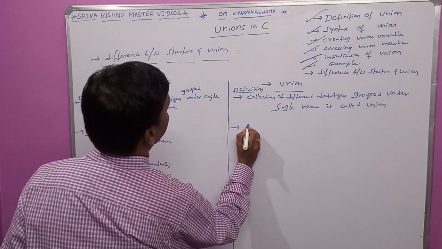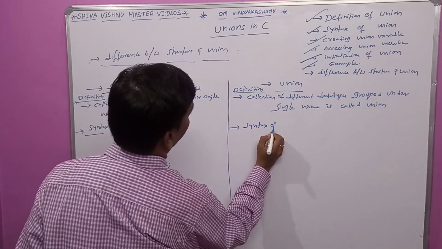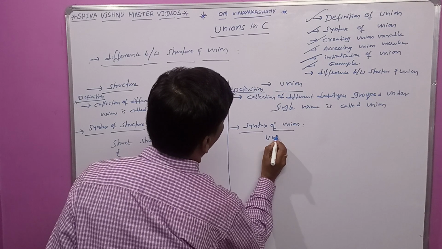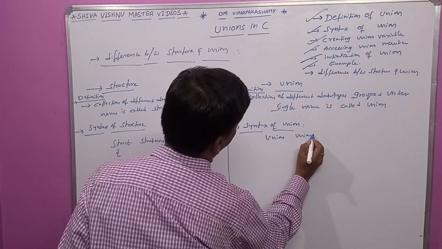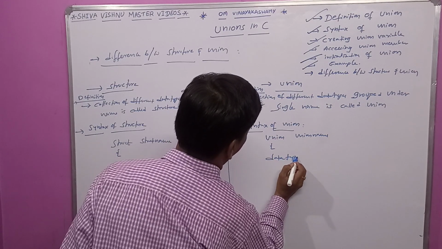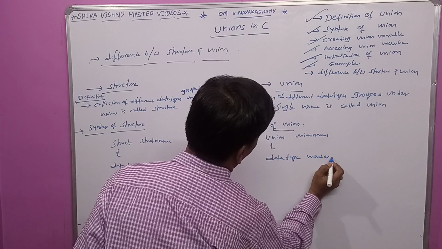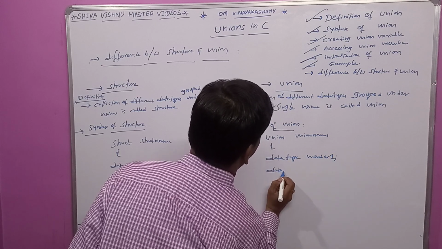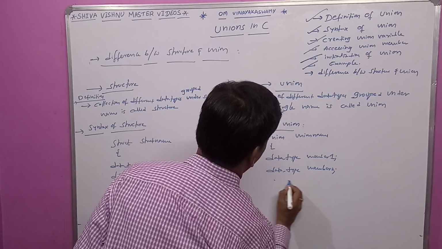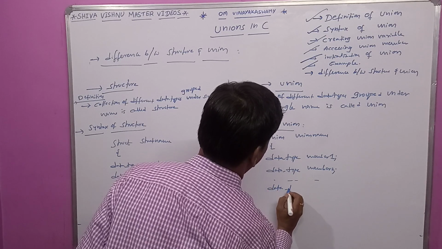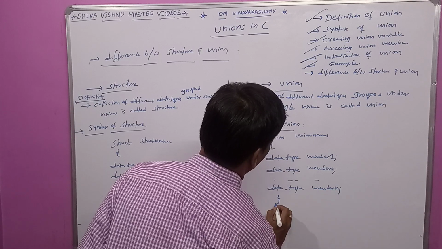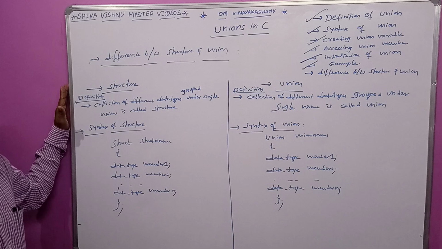In union, the syntax of union: union name, open brace, data type member 1, data type member 2, data type member n, close brace semicolon. Here you can see the structure and the union.